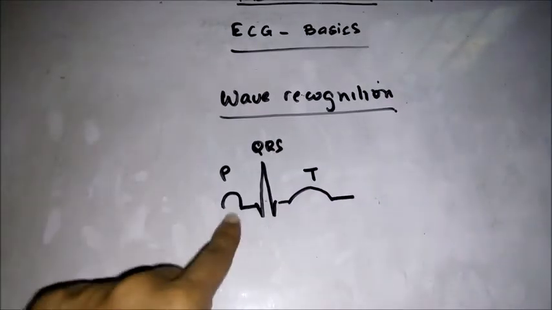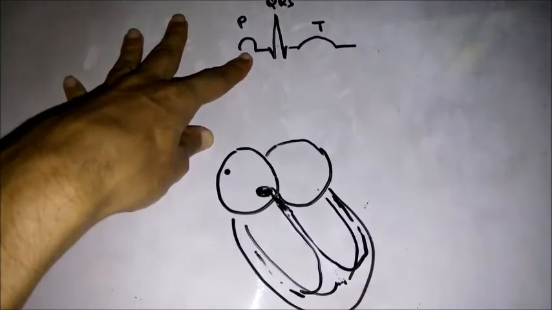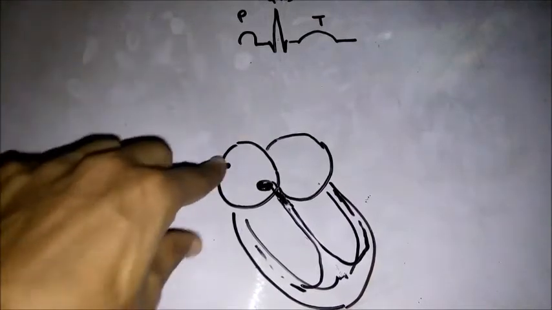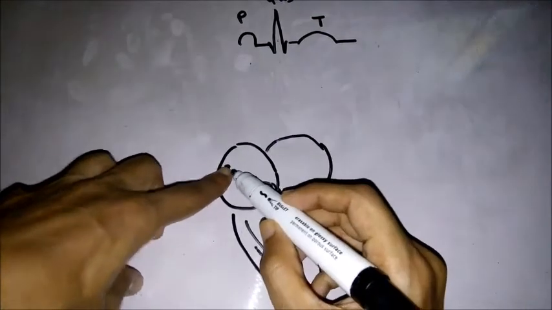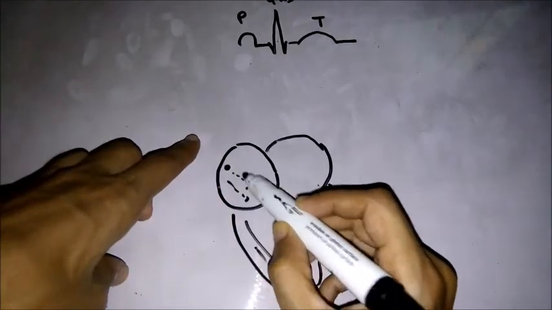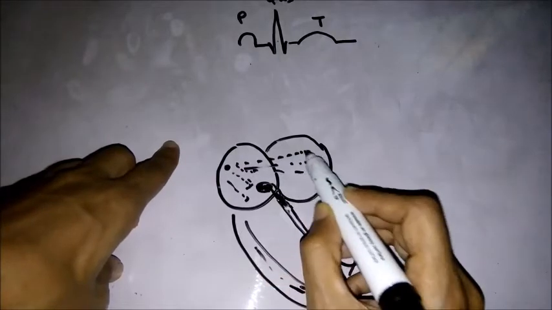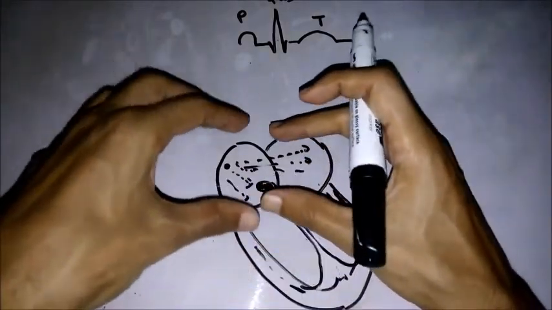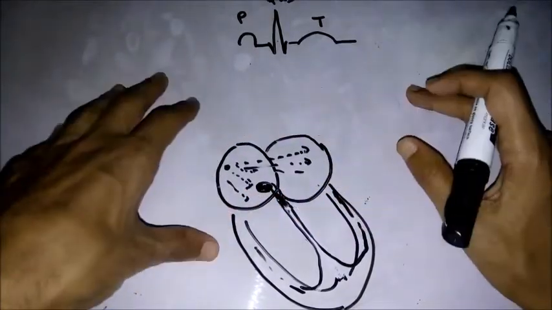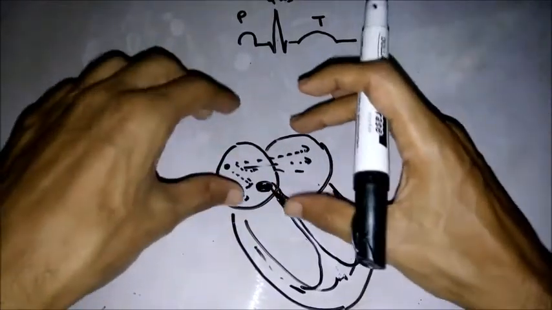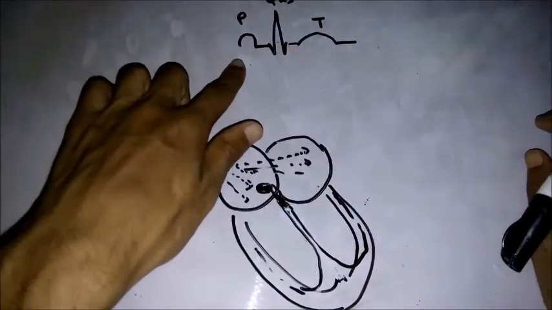Now the P wave basically corresponds to atrial activity. So if you look at the heart, the electrical activity starts from the SA node, and from here it goes down towards the AV node, and it goes towards the left atrium as well. So this is how the atrial activity spreads from the SA node towards the whole left and right atrium. And this atrial activity causes the P wave in the ECG.